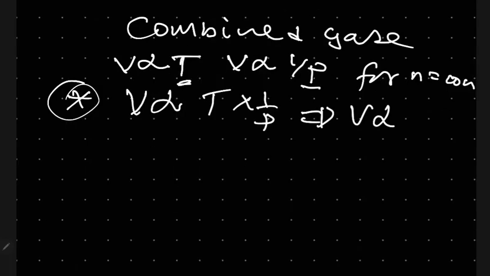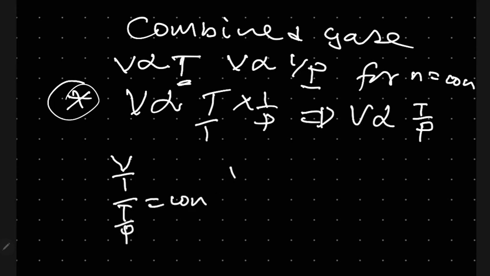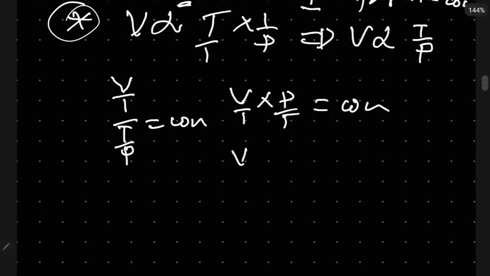so volume is proportional to T over P. All right, this means V divided by T over P must be constant. This means V times P over T must be constant. So this means PV over T is constant.